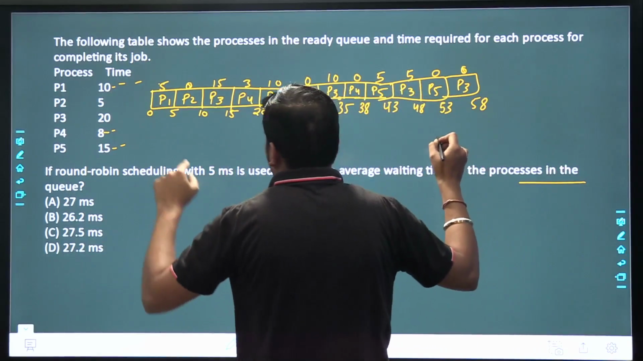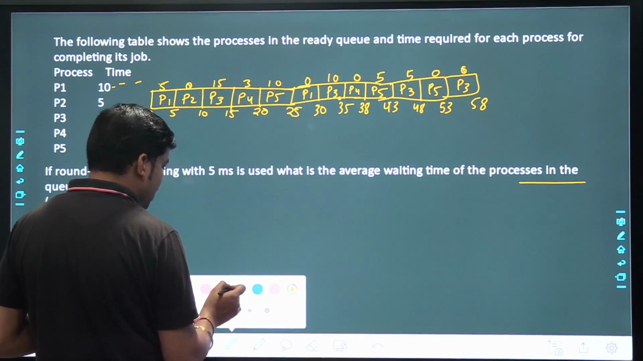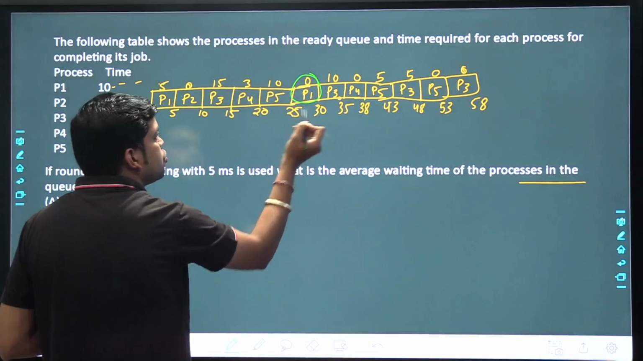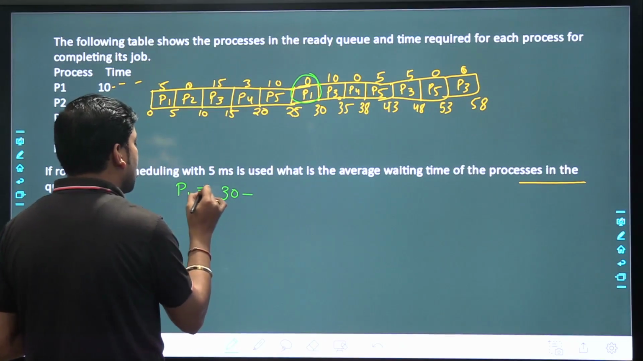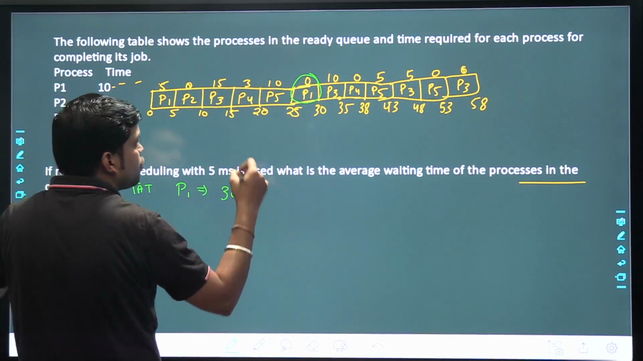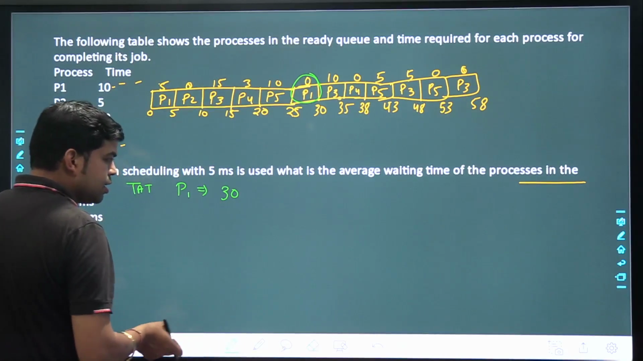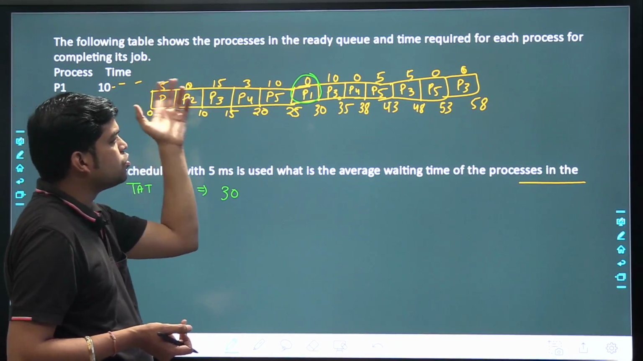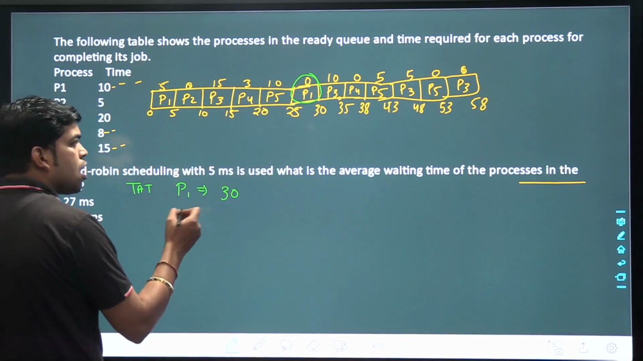First for process P1, find the last slot where P1 executes. P1 executes in this slot and finishes at time 30. So for P1 we calculate turnaround time as 30 minus the arrival time. All processes arrive at the same time, 0, so there is no subtraction, and the turnaround is by default 30. So P1 turnaround is 30.